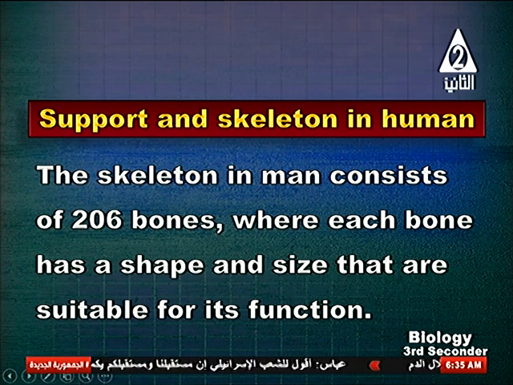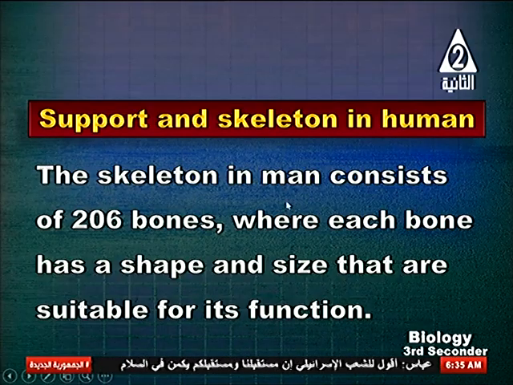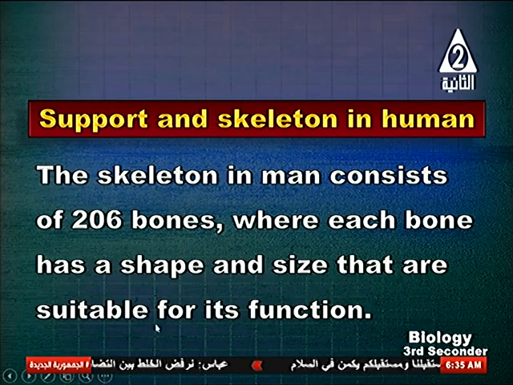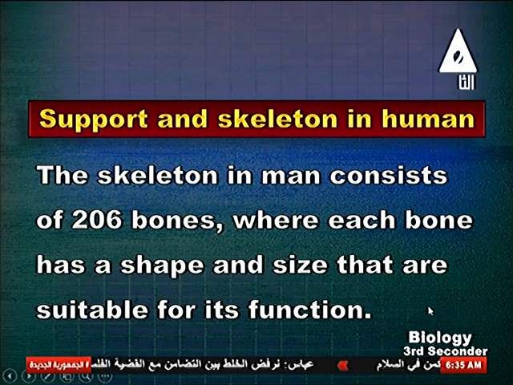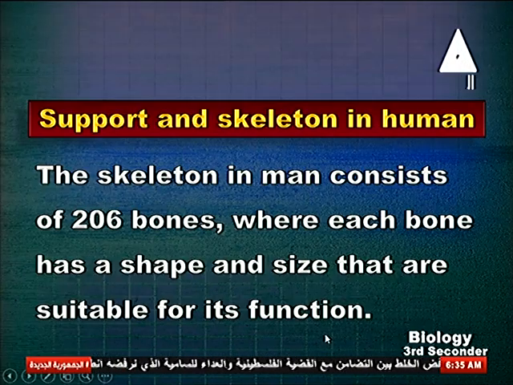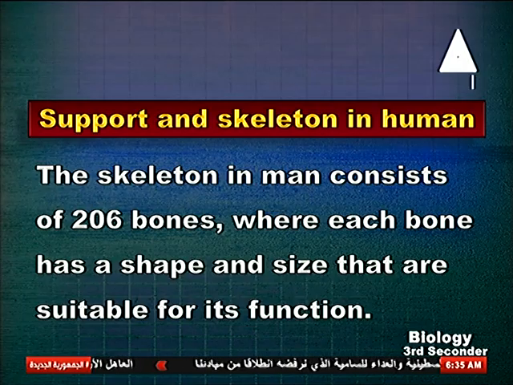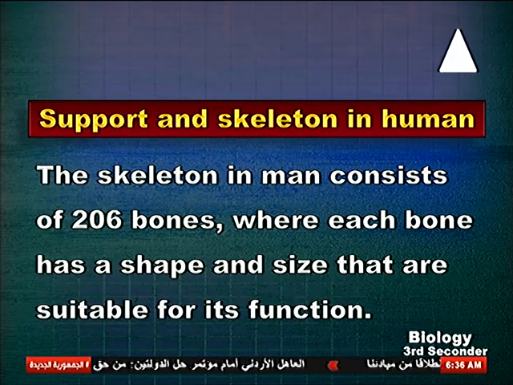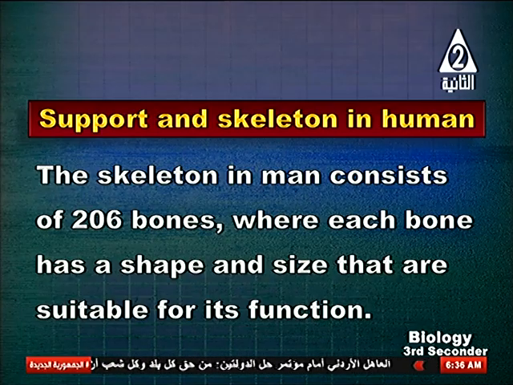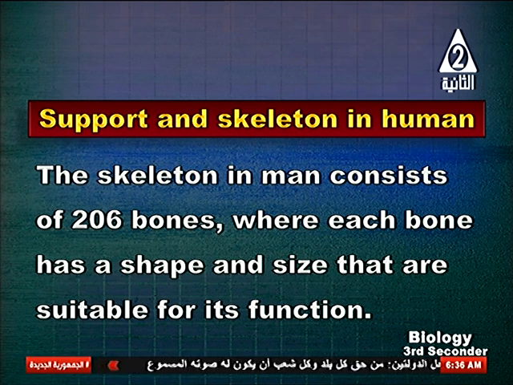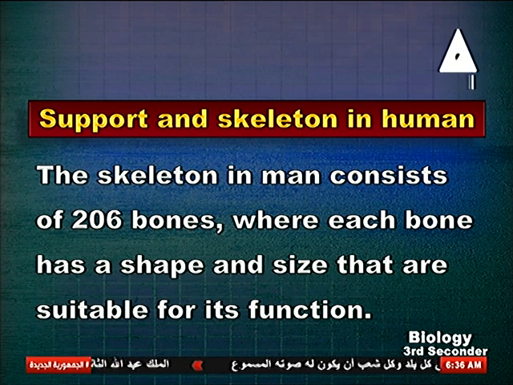and the number of bones in an adult man becomes 206, where each of the 206 bones has a shape and a size that are suitable for its function. The bone of the skull differs from the bone of my arm, differs from the bone of my leg, differs from pelvic bones or pectoral bones, because each bone has its function that makes it differ from another one. Okay.